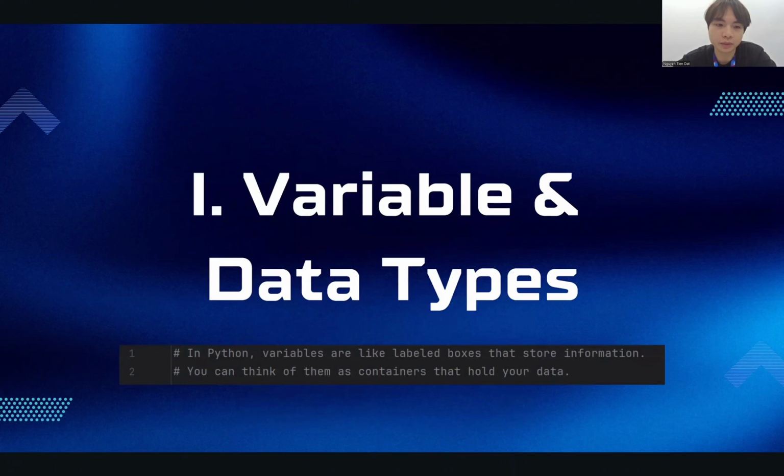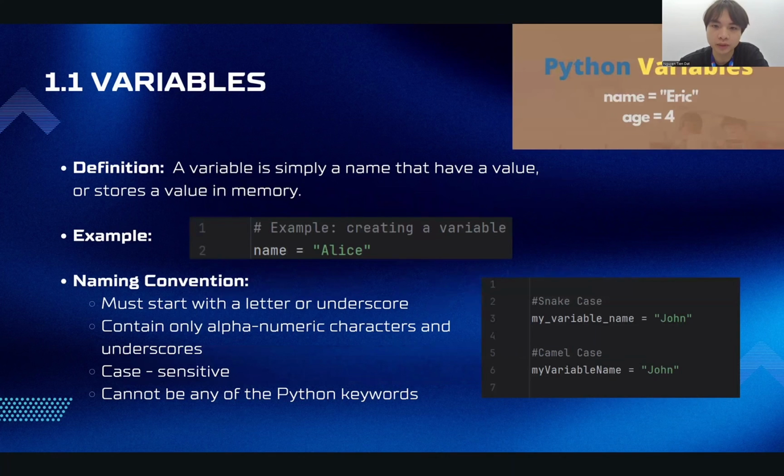Every game you've played, every program you've used, they all have to remember things somehow. And that's where variables and data types come in. A variable is simply a name that stores a value in memory. It's kind of like a box labeled with a name. For example, you can create a variable name equal to Alice. So name is the variable and Alice is the value. When you print the variable name to the console, it will print Alice.